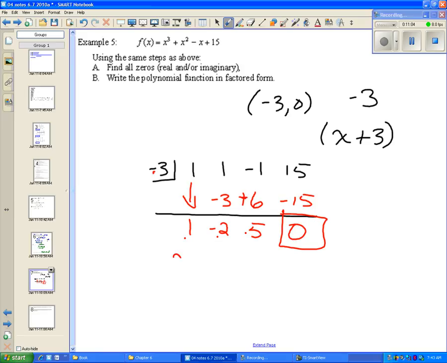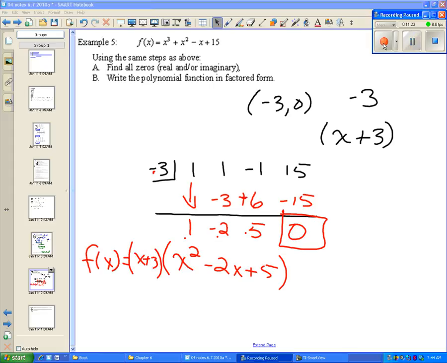What is this factor? This factor is x squared minus 2x plus 5. That's one of my factors. So f of x is equal to x plus 3 times x squared minus 2x plus 5.